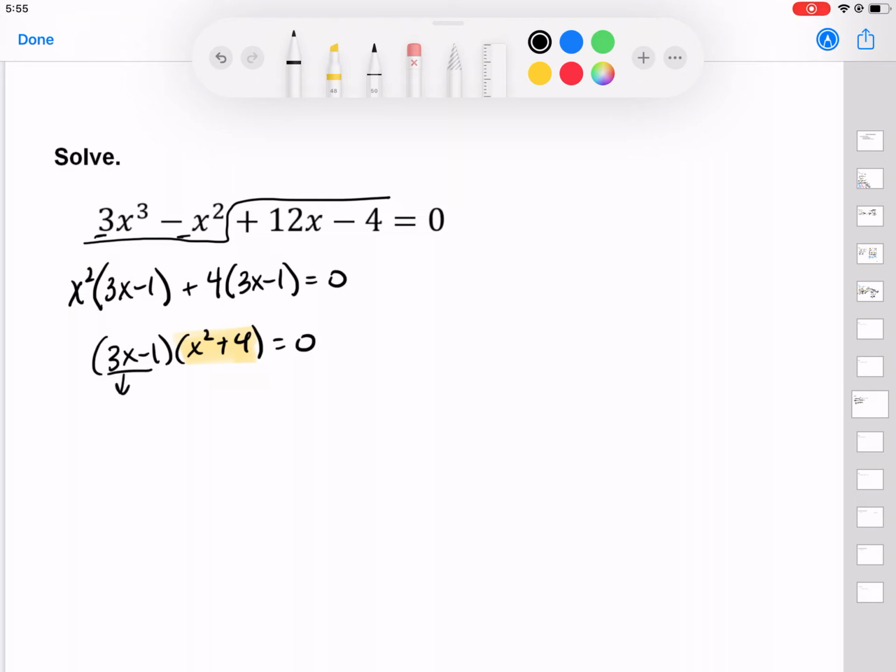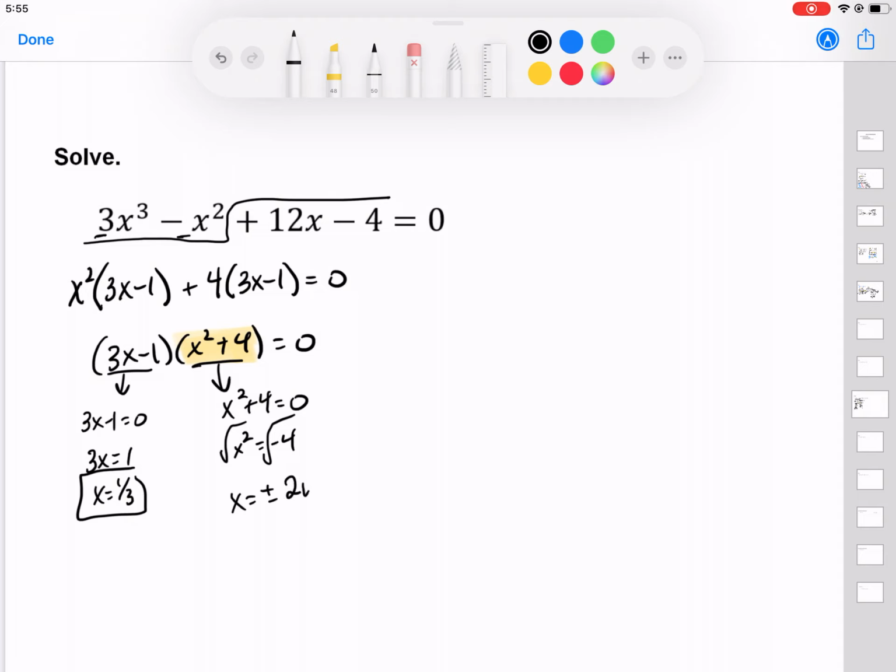I'll go ahead and find my solution. So 3x minus 1 equals 0. So 3x equals 1. x equals 1/3. And then x squared plus 4, set that equal to 0, so I'm going to subtract 4. And then I'll take the square root. When I take a square root, don't forget there's a plus or minus. It's imaginary because there's this negative inside. And the square root of 4 is 2, so it'll be plus or minus 2i. And just to double check, it's to the 3rd power, and look, we have 1 and then 2, 3 solutions.